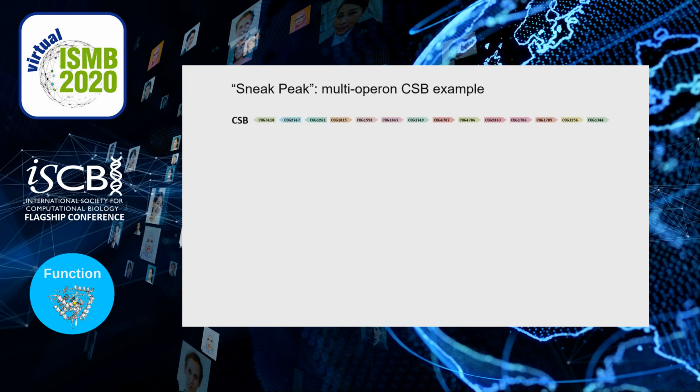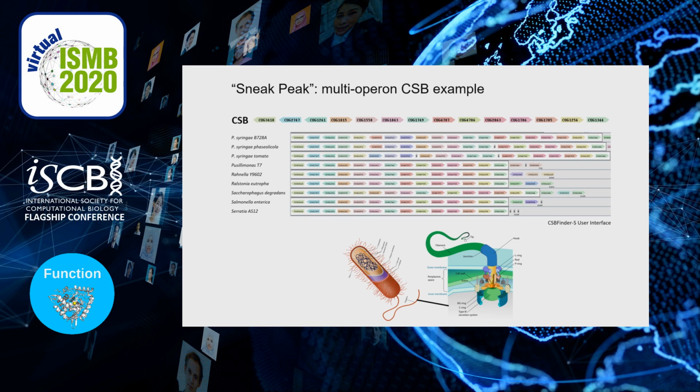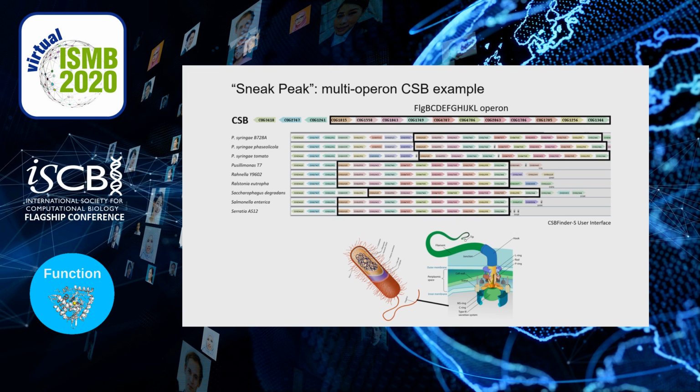Before I go into the details of the proposed algorithm, I will show you one example of a multi-operon CSB that can be retrieved using the algorithm. Here you can see a CSB that contains genes encoding proteins of the bacterial flagellum, which is a tail-like protein complex that helps the bacteria move through liquid and track down its food supply. And here we see some of its instances in several bacterial genomes. The CSB consists of two operons that are collinearly conserved on different strands.